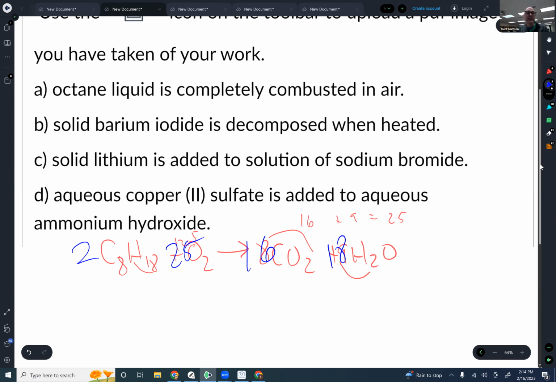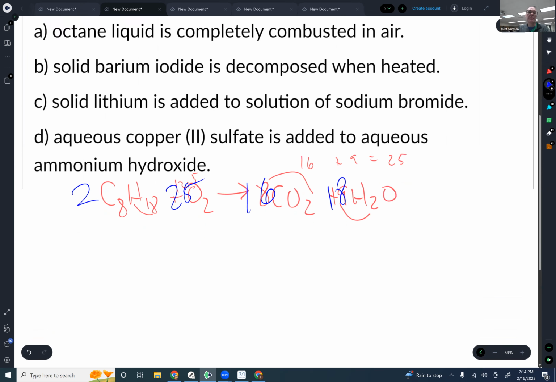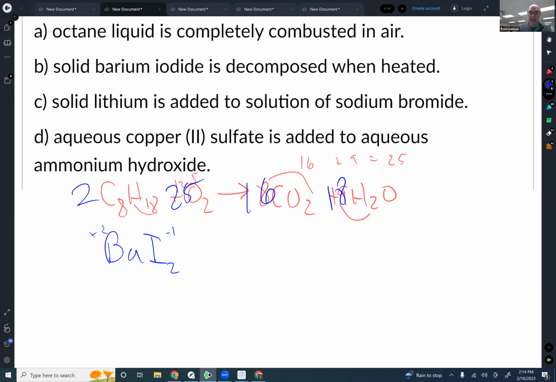All right, B, solid barium iodide. So here's where it gets tough. You have to rely back on your old skills of how to balance charges. It's decomposed when it's heated, so it's going to make barium and iodine. It's done. It's that simple. That one was not so bad.